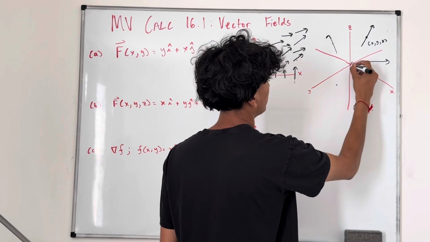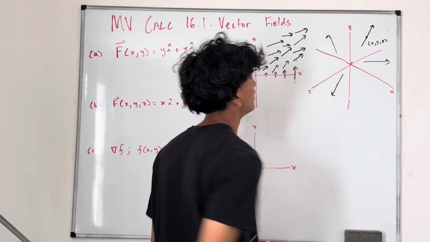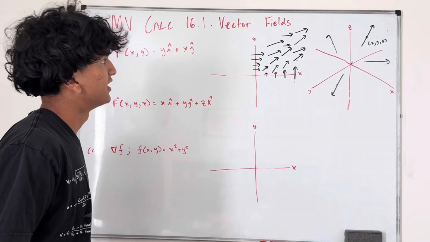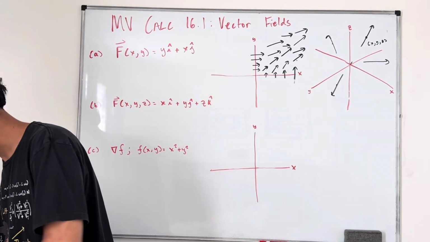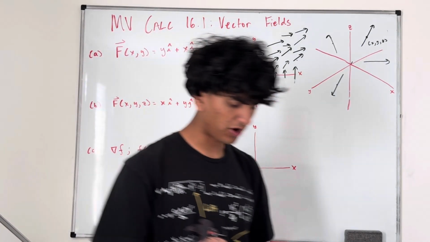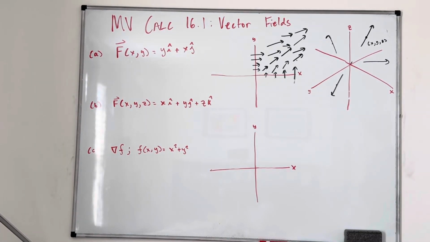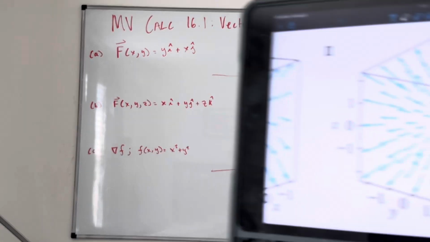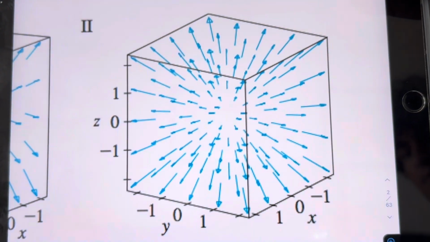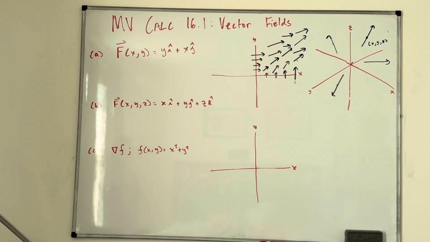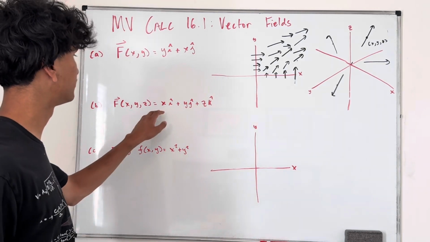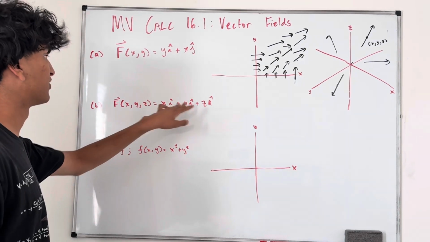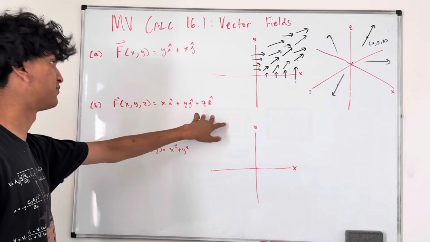So if I think about this point, that's going to be the vector, so it's going to look like this. You're going to notice that all the vectors are pointing radially outward. There's going to be that radial symmetry. And let me actually show it to you. It's going to look something like this. Hopefully that makes sense. It has that radial symmetry in this special case because the x component is the x, the y component is the y value, the z component is the z value.